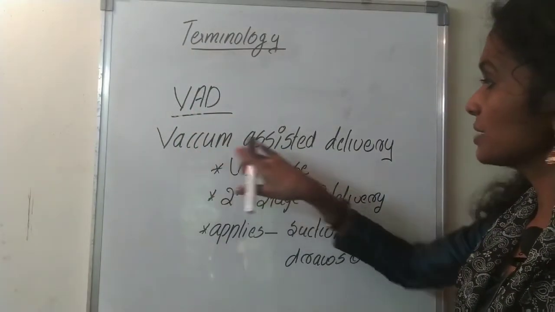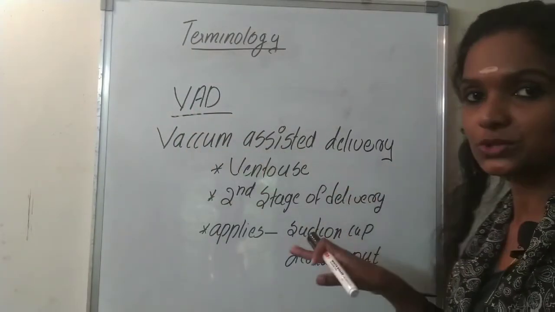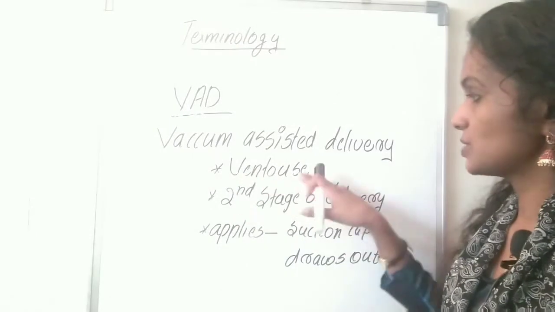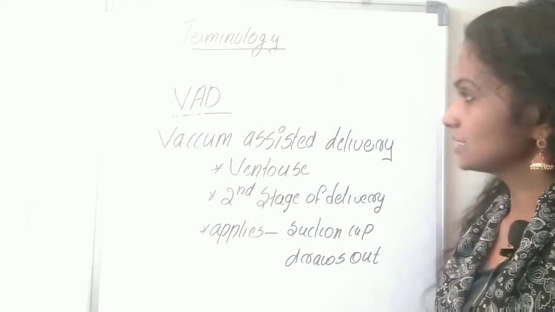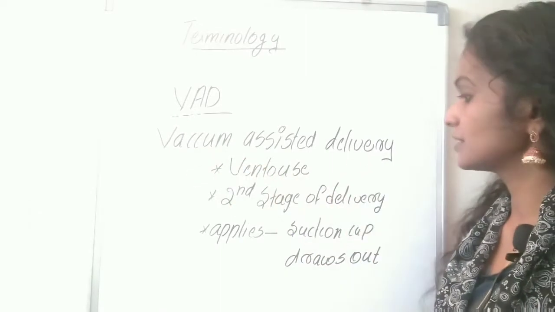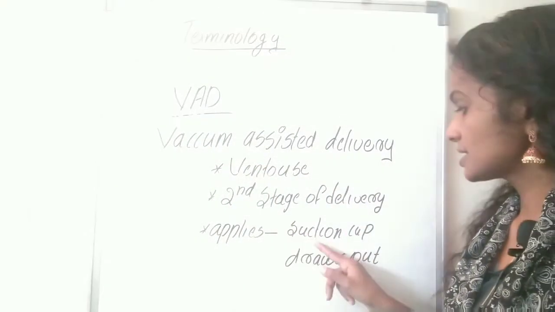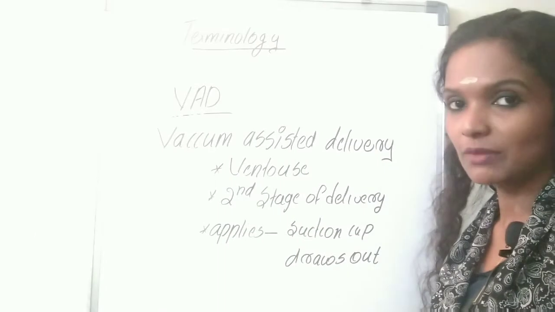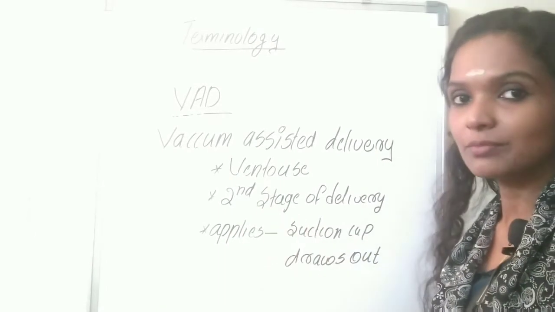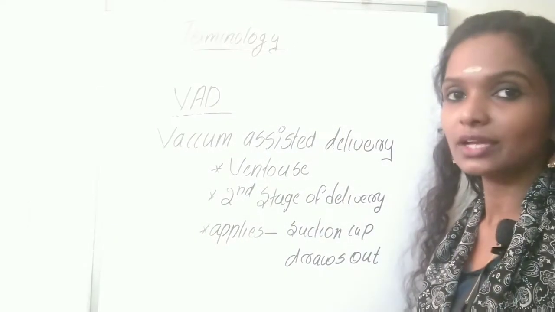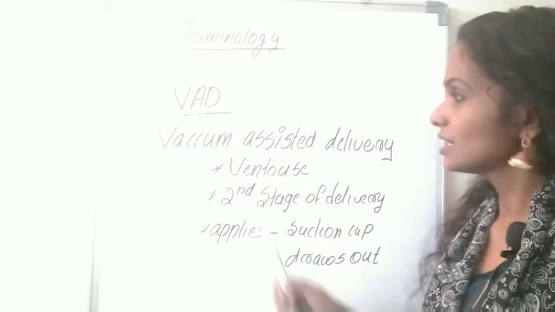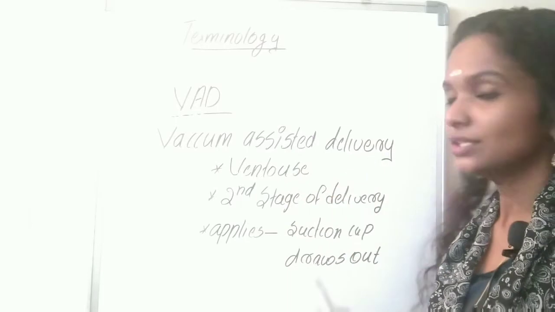VAD, that is vacuum assisted delivery. It is also known as ventouse, and it is done at the second stage of delivery. What is happening in vacuum assisted delivery? A suction cup is applied over the baby's head and gently draws the baby out of the uterus. It is used when the mother is very weak and cannot push the baby out.